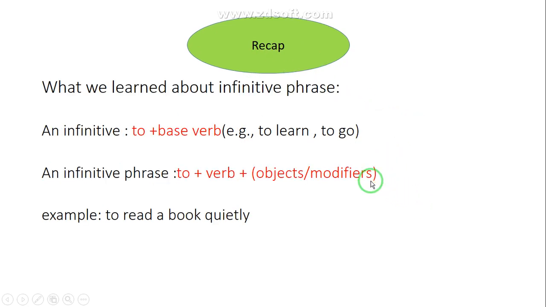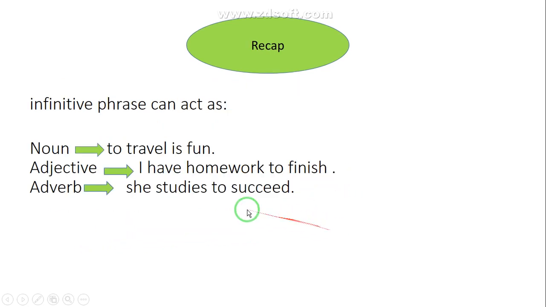Let's have a recap of what we learned about infinitive phrases. Do you remember? An infinitive is to plus base verb, as I said. For example, to learn, to go, to travel, etc. An infinitive phrase is to plus verb plus other words. It can include objects or modifiers. For example, to read a book quietly.